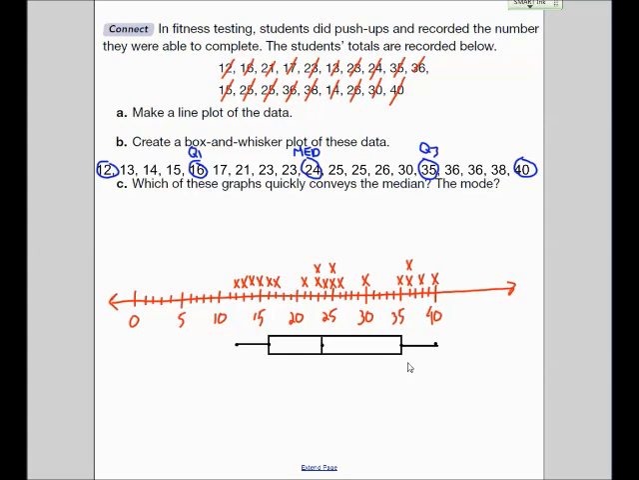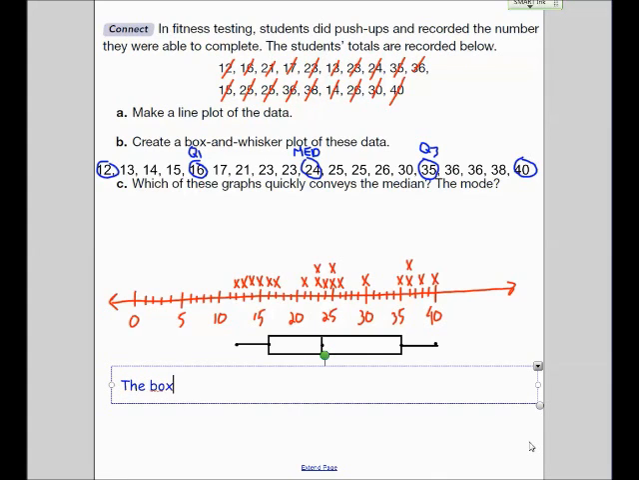So if you did between 35 and 40 push-ups, you were in the top quartile of all students in the class. If you did between 12 and 16, you were in the bottom 25% of all the kids in the class. So which of these graphs quickly conveys the median? Which one quickly conveys the median? Well, the median's that line right there. So I would definitely say that the box and whisker plot quickly displays the median, or conveys, so if that's the word they're using.